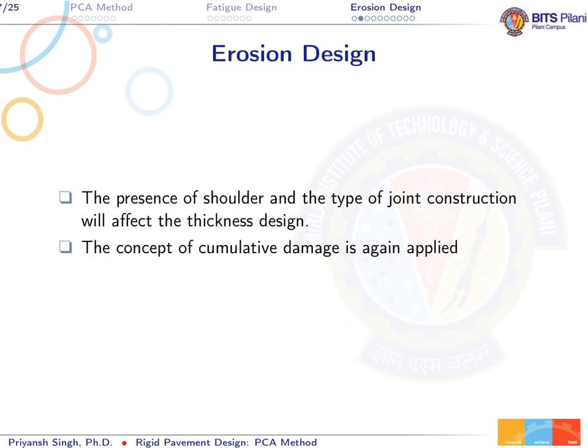The erosion design will be affected by the type of joint construction and the presence of a shoulder with the slab. So in case your shoulder is tied with the slab and you are using a dowel bar, there will be less erosion, and that's how this will affect your erosion design. Again, a cumulative damage approach will be applied to design the slab for erosion failure.